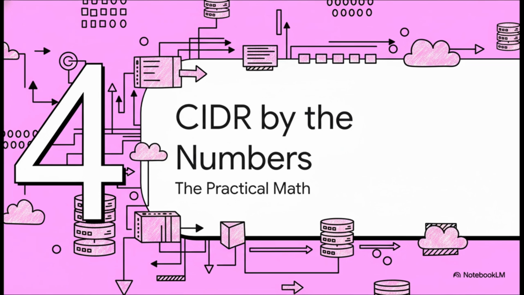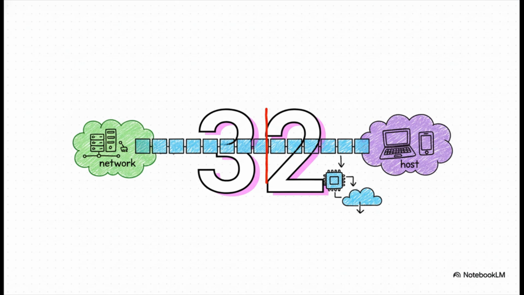It's time to look at CIDR by the numbers and see how all this theory actually turns into practical math that you can use. Everything in IPv4 addressing, and I mean everything, it all comes down to this number, 32. Every single address is just a 32-bit number. The real genius of CIDR is in how it lets us split these 32 bits. Part of the address defines the network, and the other part defines the host, the actual device on that network. And that little slash notation you always see, that just tells us exactly where that split happens.